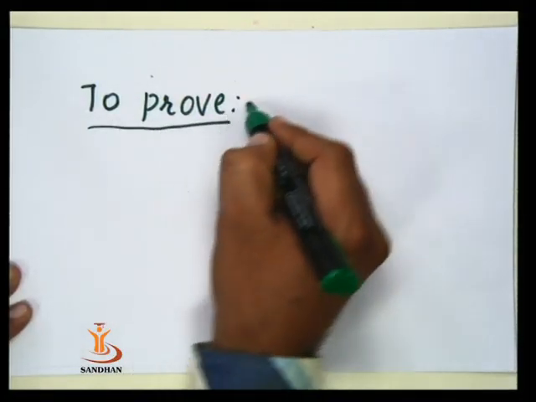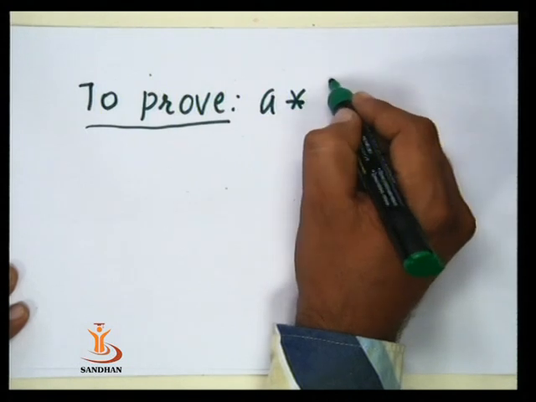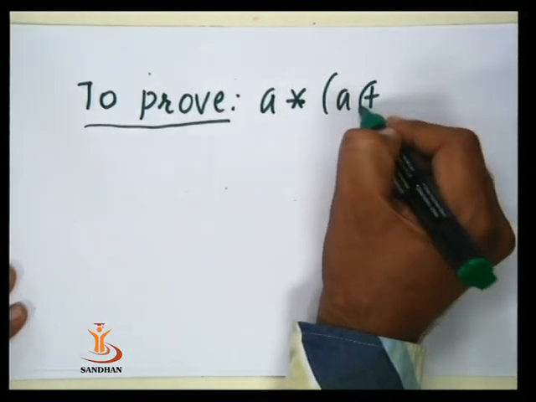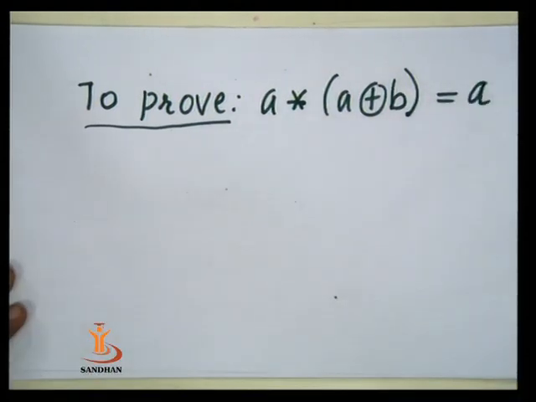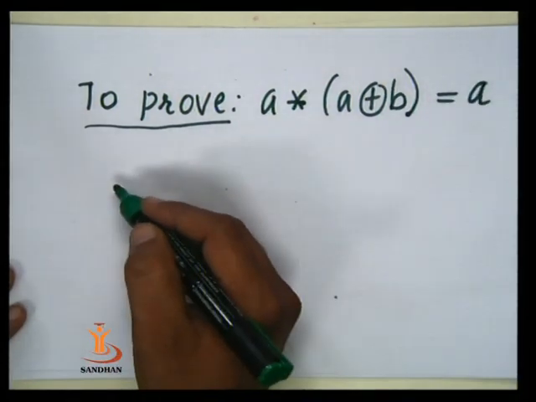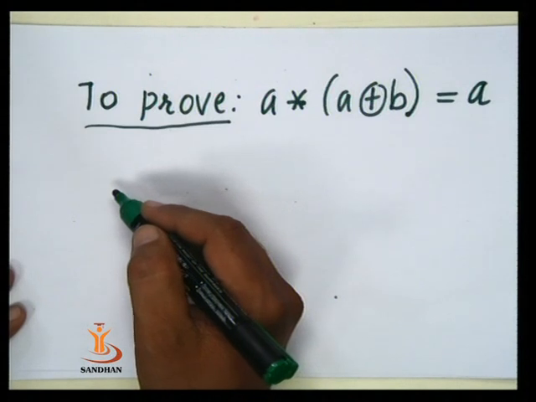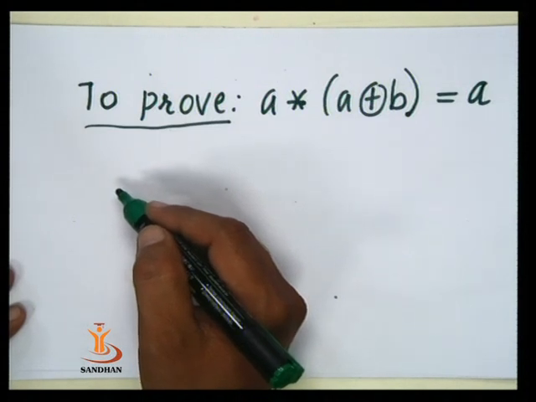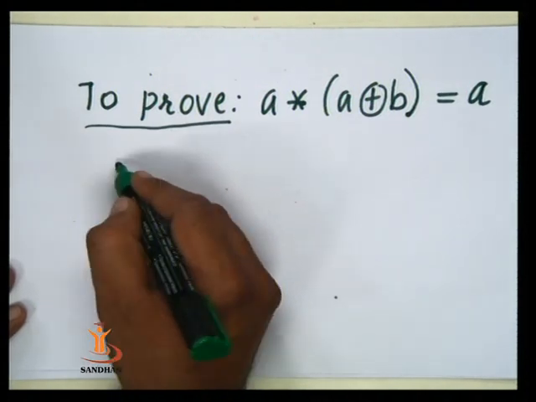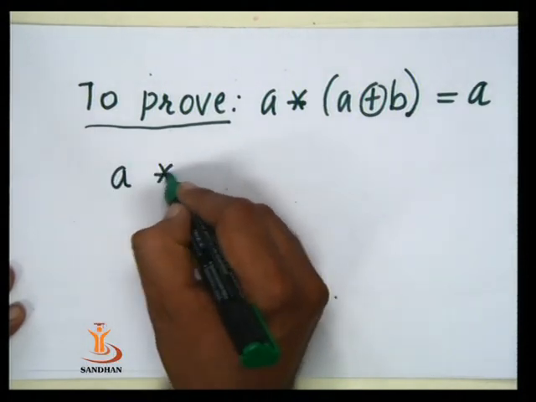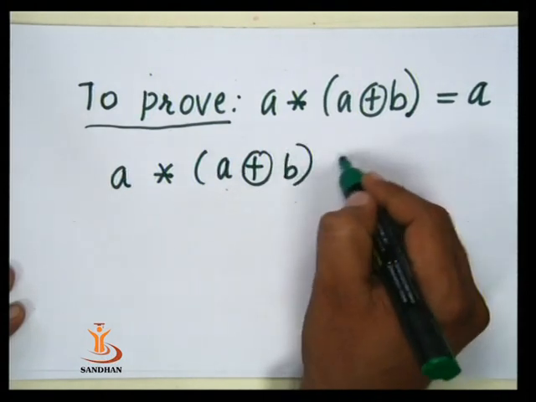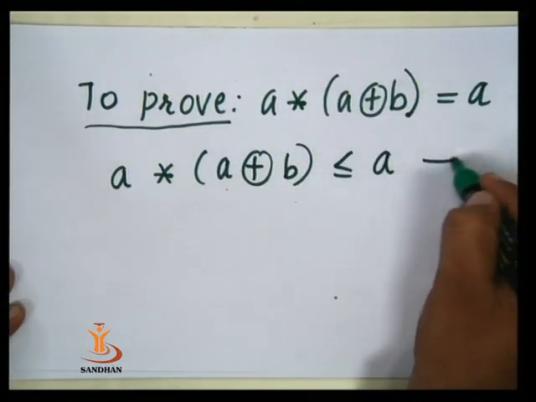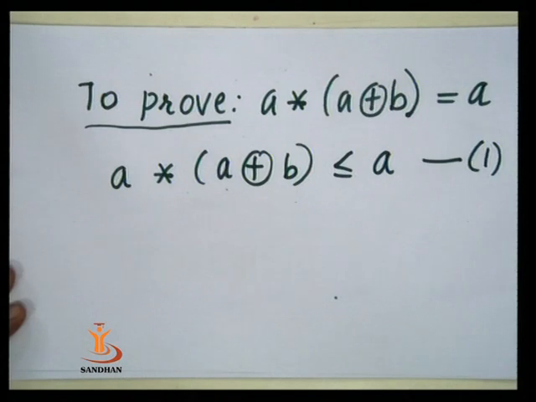Our intent is to prove A star (A ring sum B) equals A. By the definition of star, it is very clear that A star B is always related to A. So instead of B, we will have here A ring sum B, so A star (A ring sum B) is always related to A. Let's consider that as equation number 1.